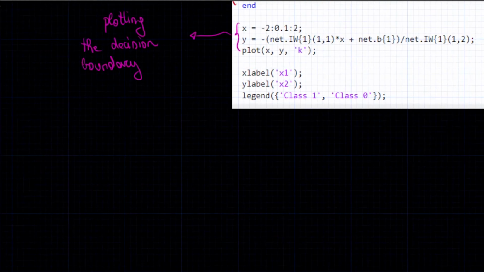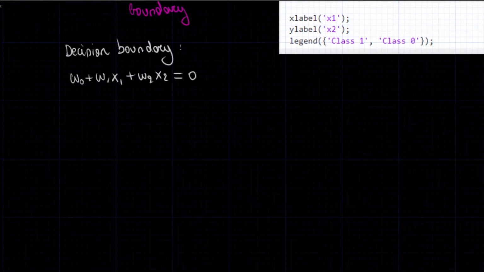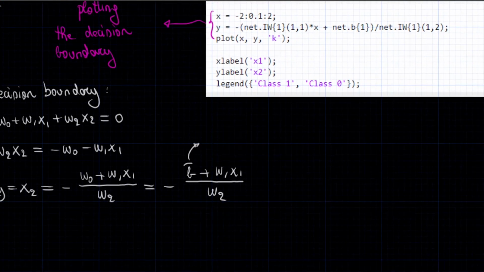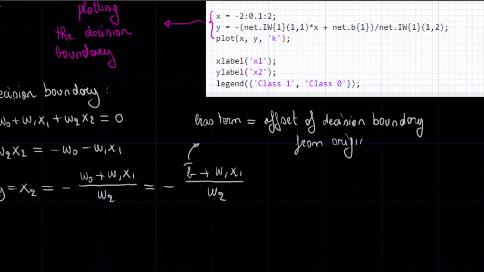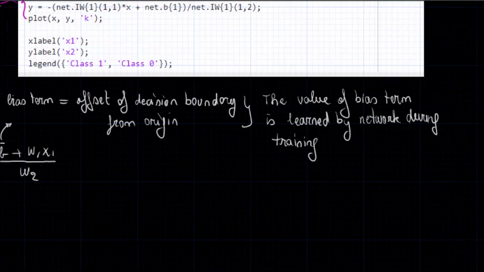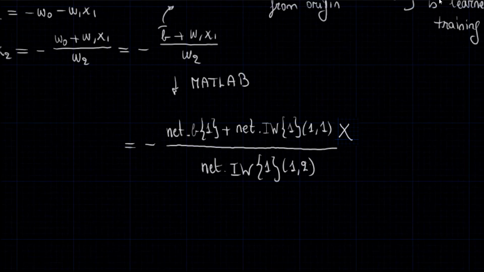If we solve our equation for the decision boundary for y equals x2, then we get the following expression. Note that W0 is the bias term b. It represents the offset of the decision boundary from the origin. The value of the bias term is learned by the network during training. In MATLAB, the b is noted by net.b{1}, and W1 is noted by net.IW{1,1}(1), or (1,2) for W2.